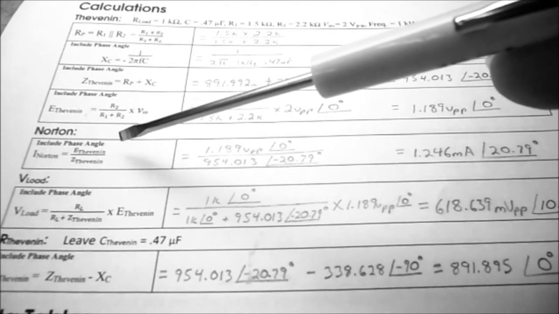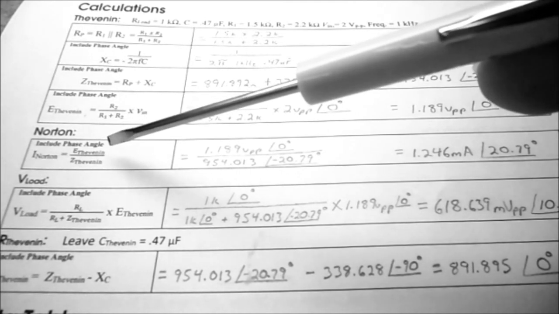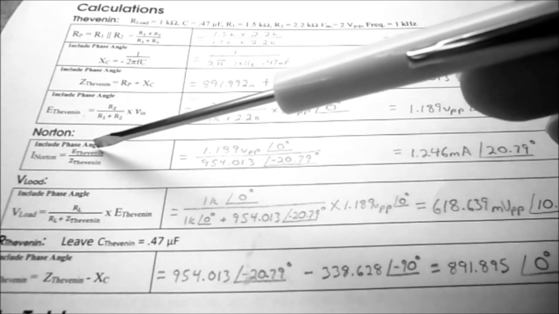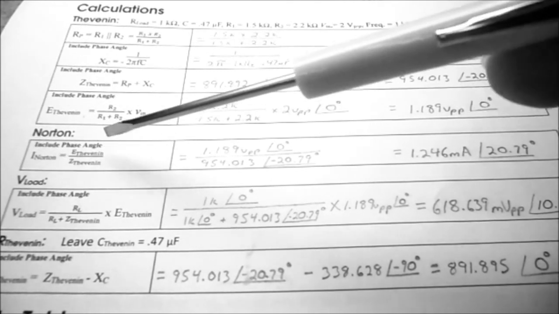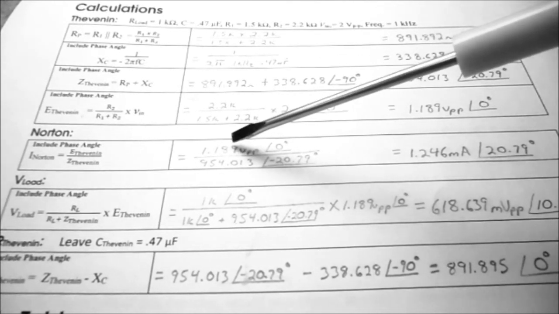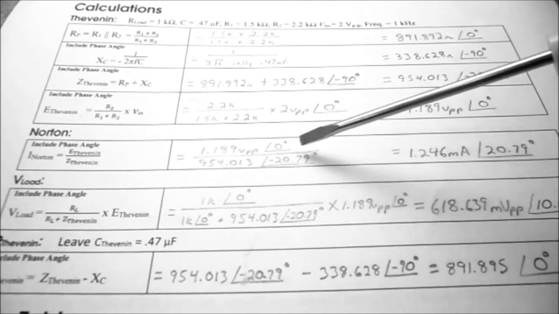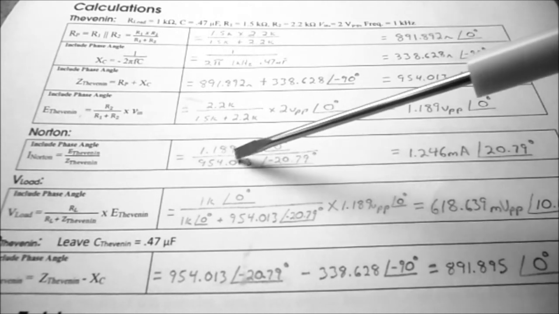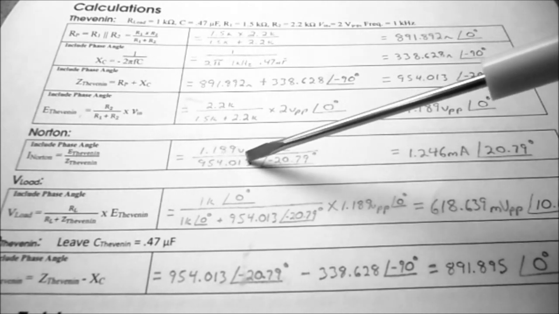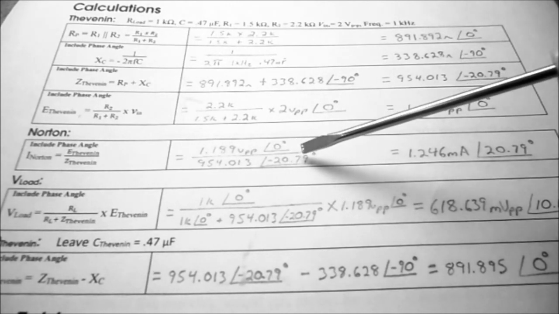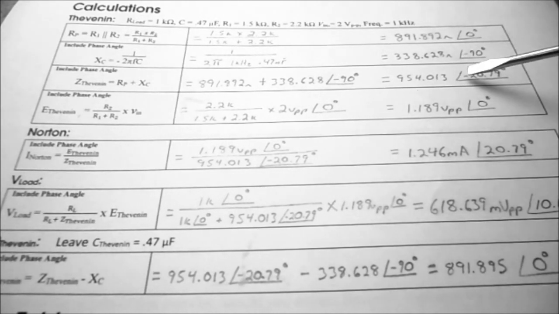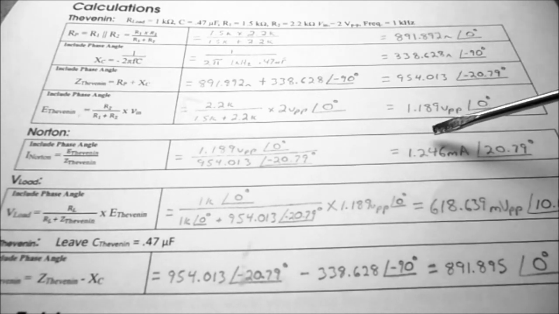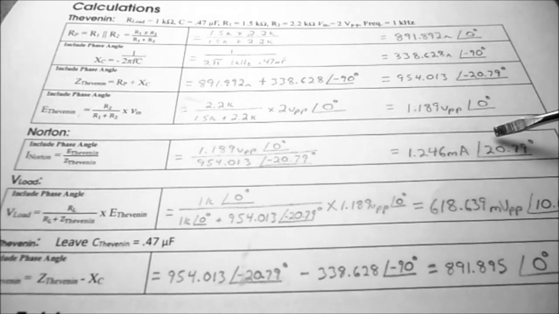Now to calculate Norton's current, it's basic Ohm's law, so it's going to be E Thevenin divided by Z Thevenin. So that becomes 1.189 volts peak to peak at 0 degrees that we calculated above, divided by 954.013 at an angle of minus 20.79 degrees, which was also calculated above. And that will work out to 1.246 milliamps at an angle of plus 20.79 degrees.